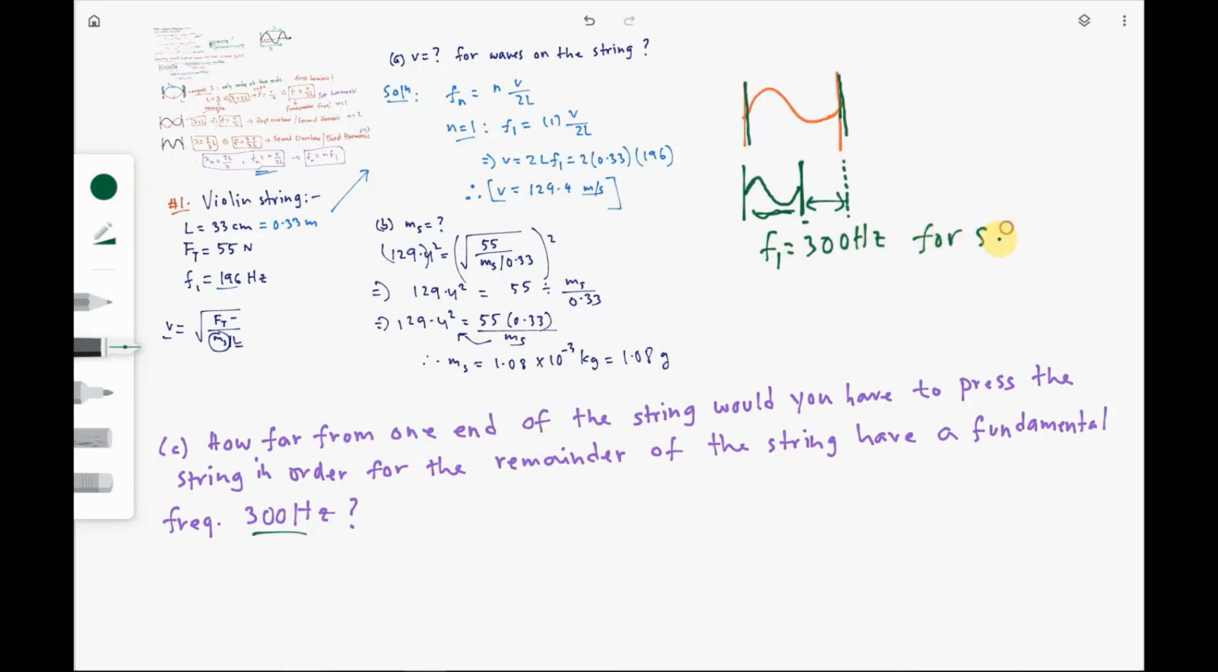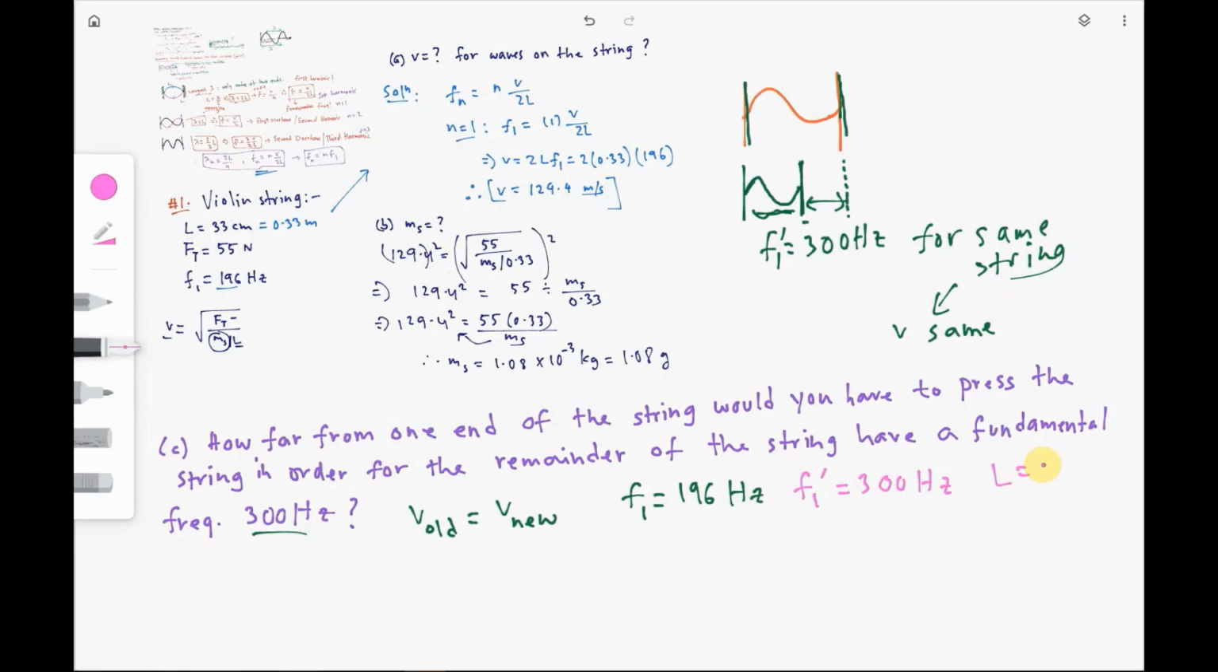Same string means that the medium has stayed the same. If the medium stays the same, the speed can never change. So the velocity or the wave speed never changes. So velocity old must be equal to velocity new. What was the old fundamental frequency? Let's call the old one F1 and the new one F1 prime. The old fundamental frequency was 196 Hertz, and the new one is given to us to be 300 Hertz. We want to know what is this new length L prime that you have to produce to get this frequency from the same string. The older length was given to us to be 0.33 meters.